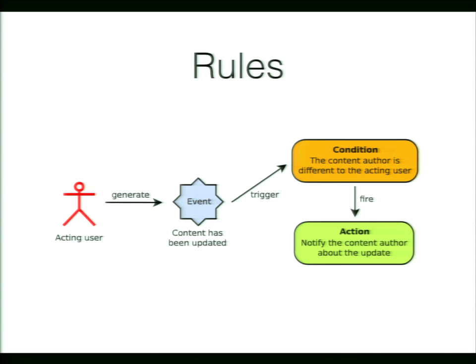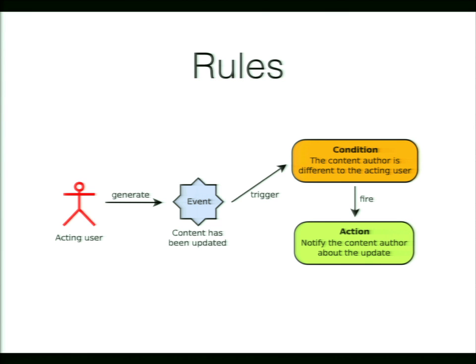So there's an acting user or something that's happening on the system. It doesn't have to be a person per se. It can also be like a cron job that's running, that's generating an event. And then we have some conditions to validate: do we really want to do something right now? For example, the content has been updated. And if the content author is different than the acting user, then I want to invoke something. Let's have an action. And in this case, I will send out a notification.